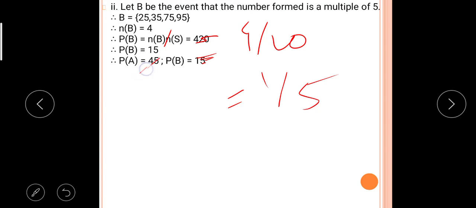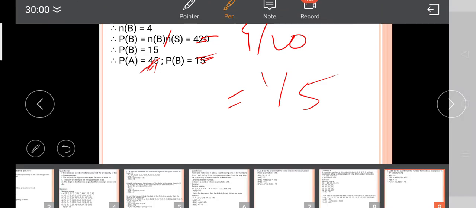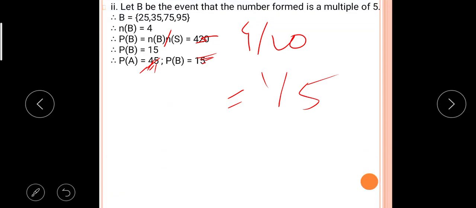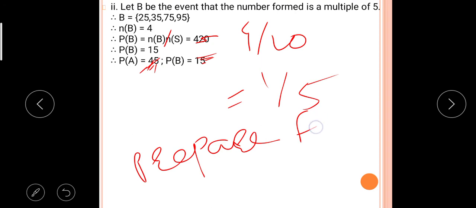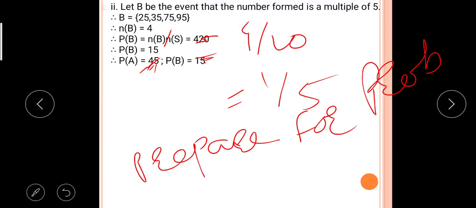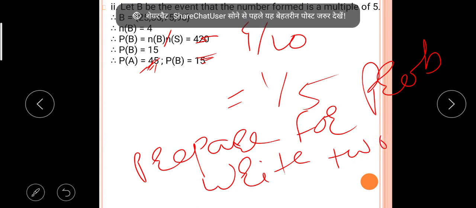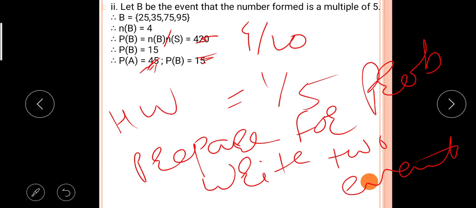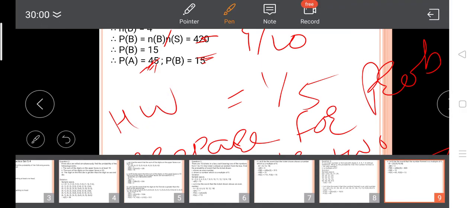So okay students, this exercise is finished. Try to complete this in your notebook, and like this, take any experiment from your own logic and prepare one question for probability and write 2 events and send me by the session time. This is your homework. Okay, goodbye students.